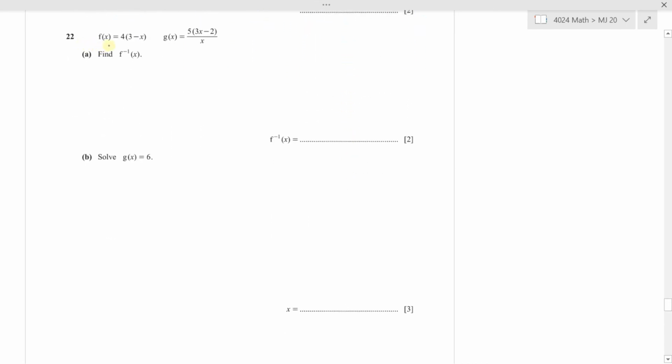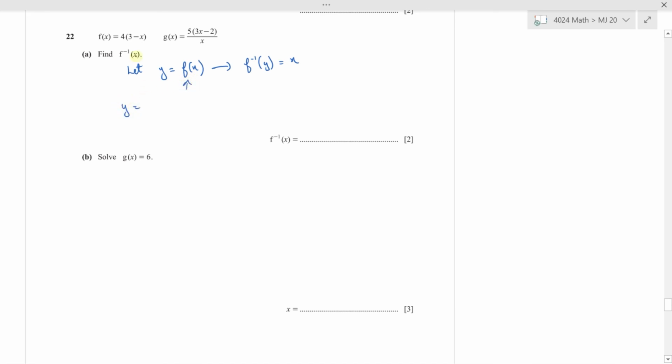Question 22 is you're given f of x and g of x. The first part is you have to find f inverse of x. So to find the inverse, you let y be equal to f of x. And this gives you, if I take this f to the other side, f inverse of y equals x. So now we start by substituting f of x here.